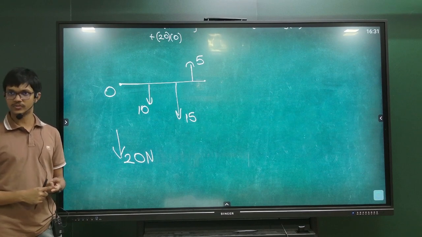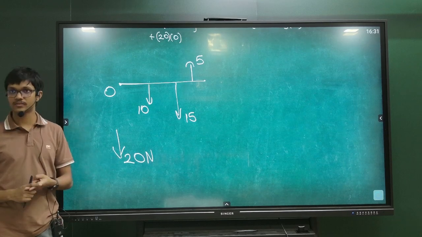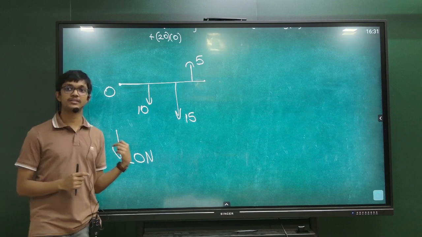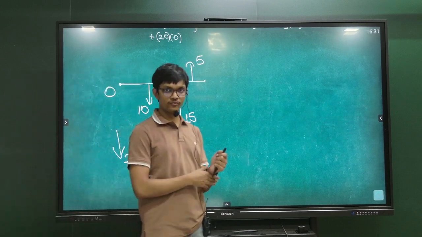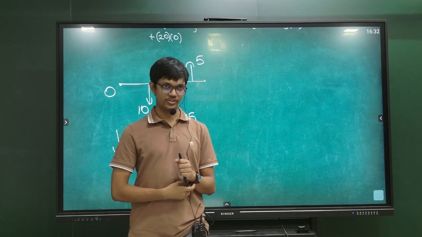We know the magnitude, 20 newtons. We know the direction, downwards. But why isn't it complete? We are talking about a force. A force is meaningless without the line of action.